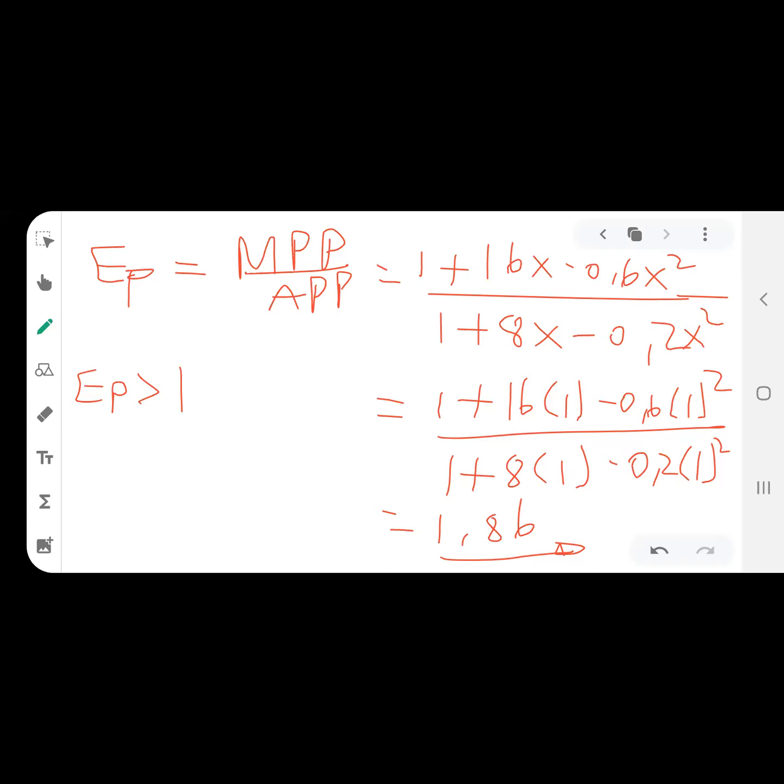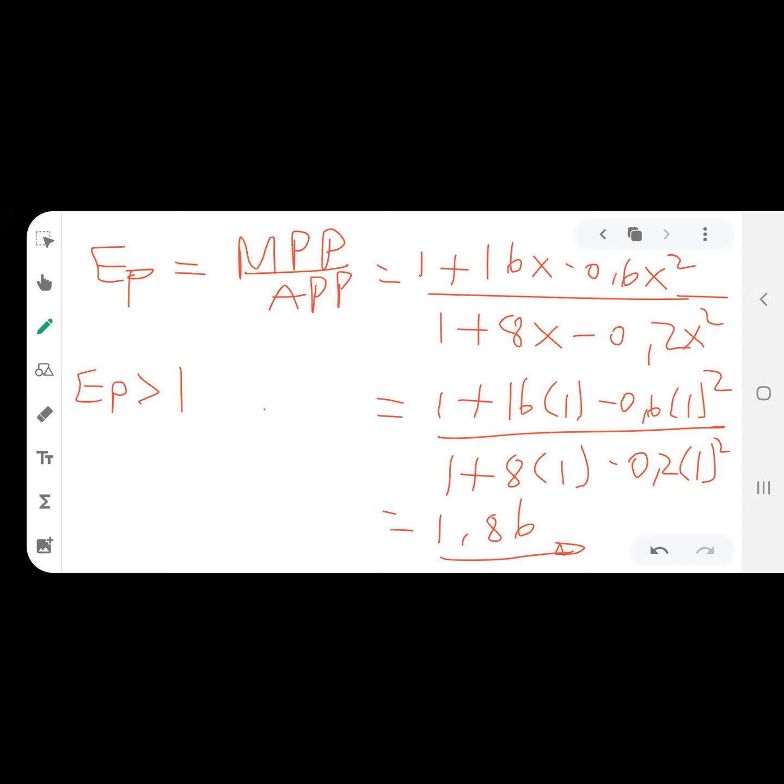It is stage 1, where elasticity is greater than 1, which means MPP is greater than APP. You are ready. So in stage 1 of neoclassical production, you will tell them that it's stage 1. The farmer is operating in stage 1 of neoclassical production because the EP of 1.86 is greater than 1, and that implies that the MPP is greater than the APP. Are we together?